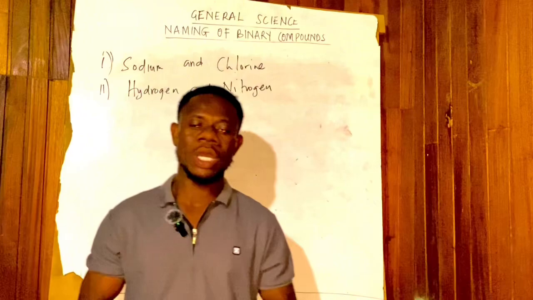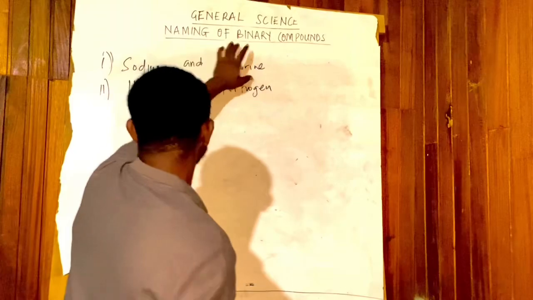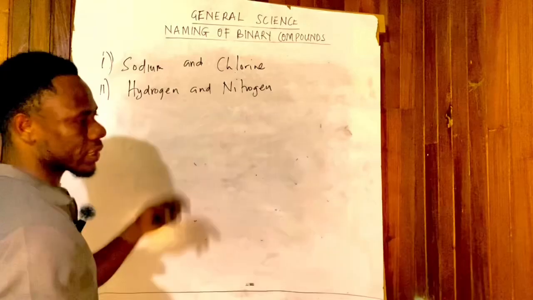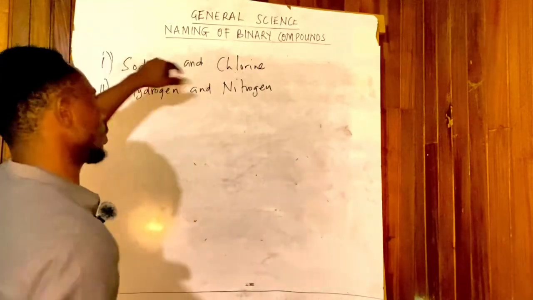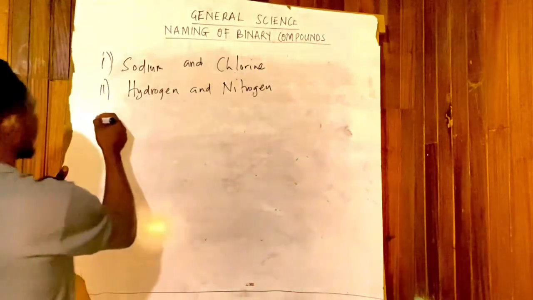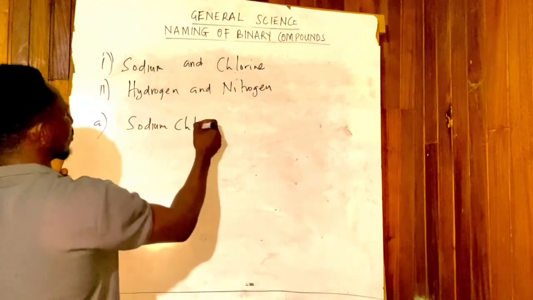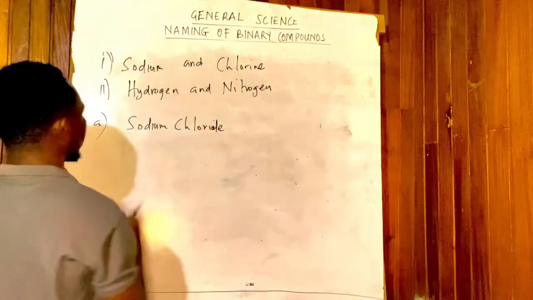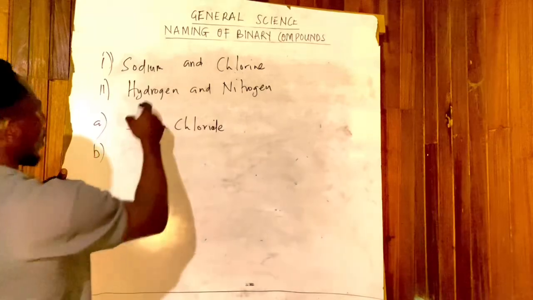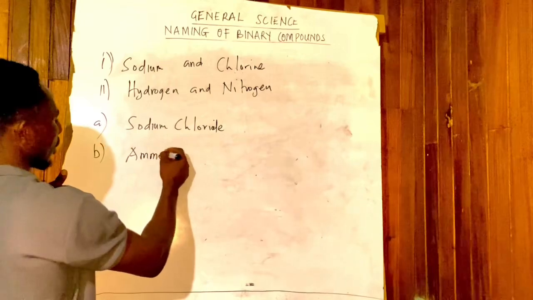And the first question is, we have to write down the names of these compounds. So the first one is sodium and chlorine. Now we did a sample question on sodium and chlorine, and they will form what we call sodium chloride. So we will say A, sodium chloride. So that's the name, sodium chloride. Then hydrogen and nitrogen will give us ammonia.